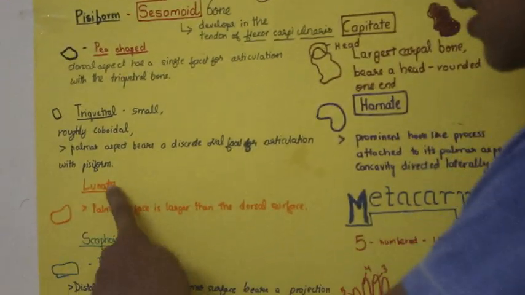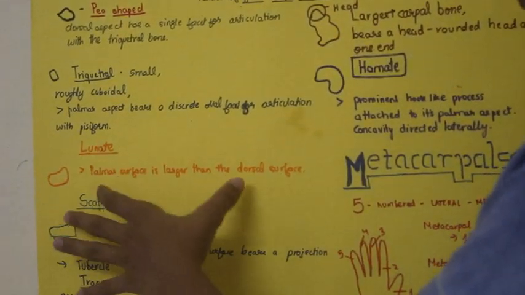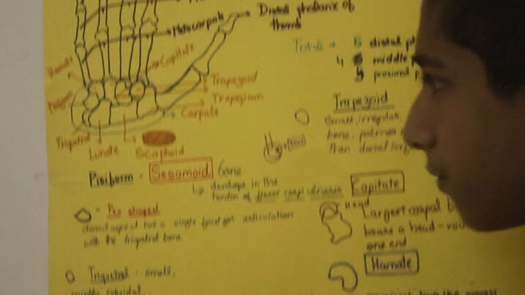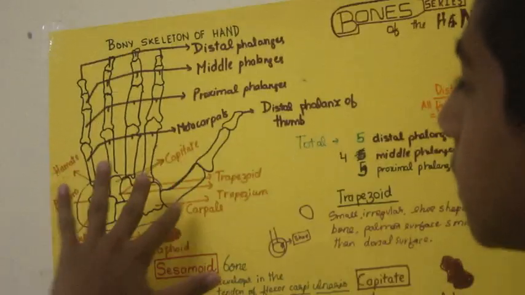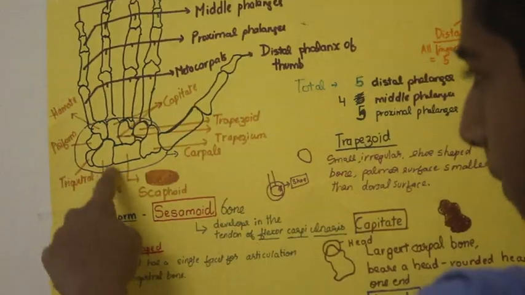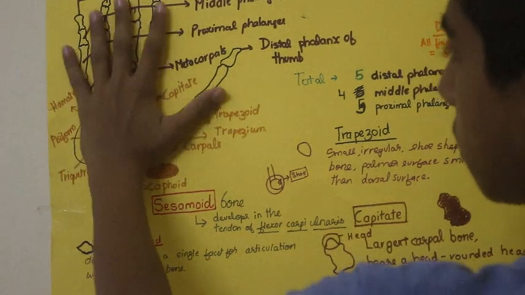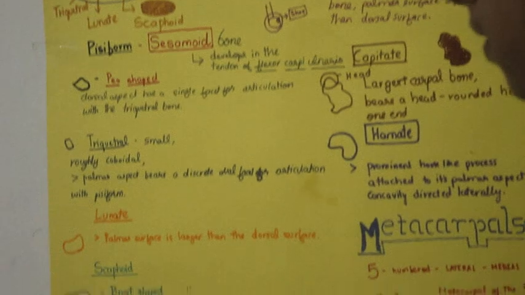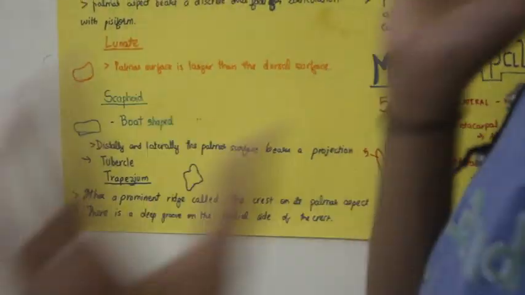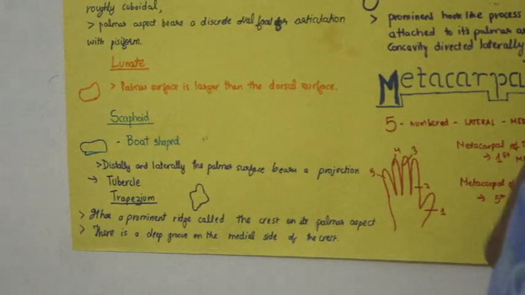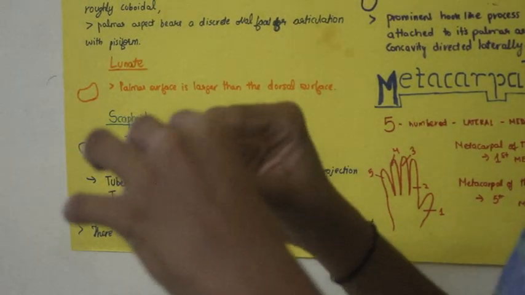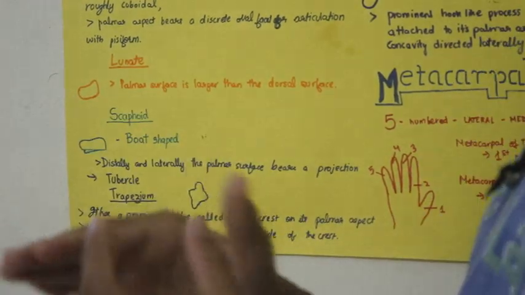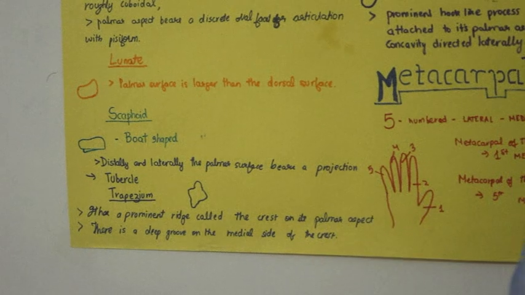Lunate is another bone. Its palmar surface is larger than the dorsal surface. So what you're seeing here is the palmar surface. This is the dorsal surface, and the palmar surface is larger, whereas the dorsal surface looks smaller because there are many other bones covering it. It's a very small surface, and other bones just take over the other area.